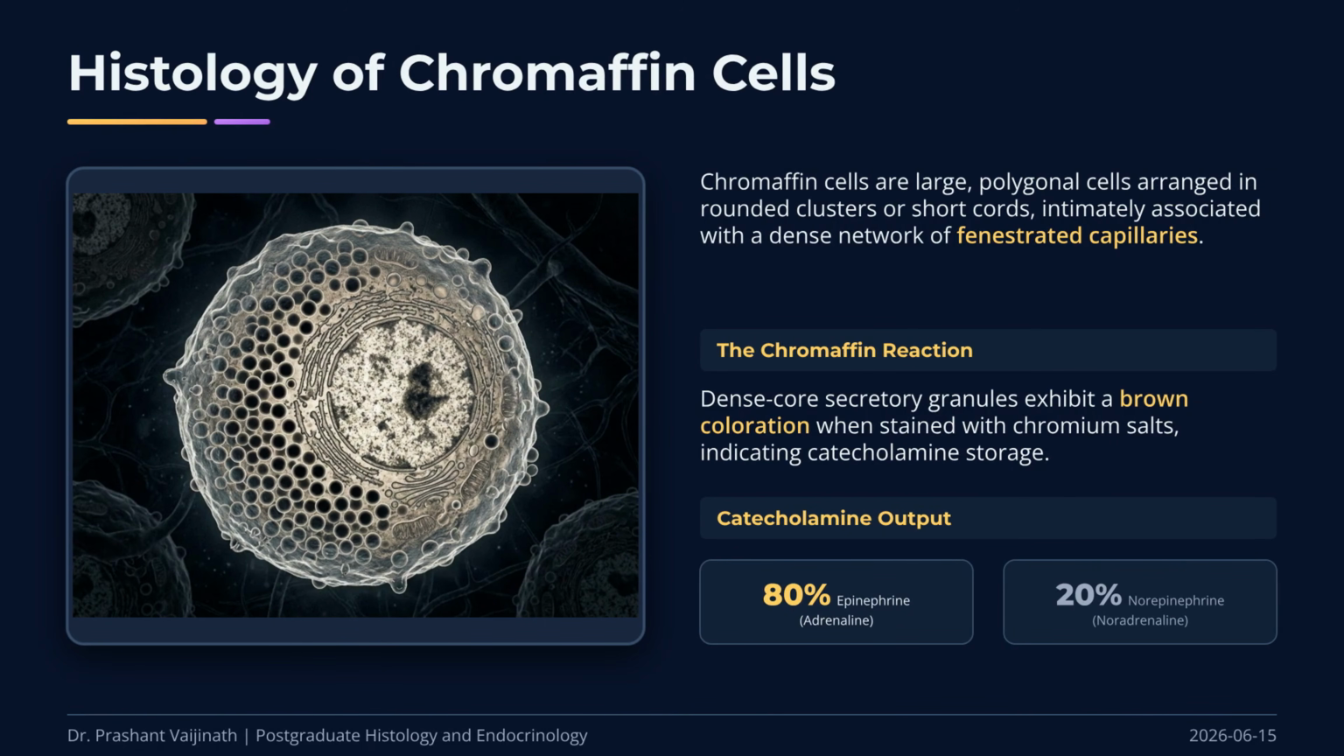Chromaffin cells are the characteristic endocrine cells of the adrenal medulla. These cells are large, polygonal, and arranged in clusters or cords surrounding sinusoidal capillaries. Their cytoplasm contains numerous secretory granules filled with catecholamines.